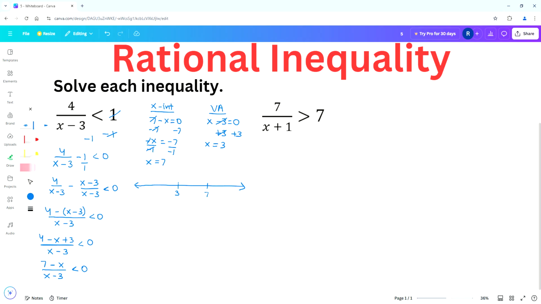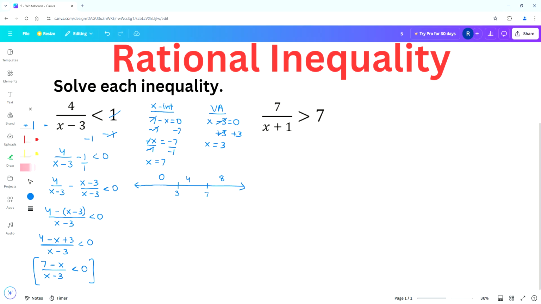On the left side of 3, we can use the test value 0. Between 3 and 7, we can use the test value 4. To the right side of 7, we can use the test value 8. We should input x as 0, 3, 4, 7 and 8 in this expression and see which of these values satisfy this inequality. 7 minus x over x minus 3 less than 0.